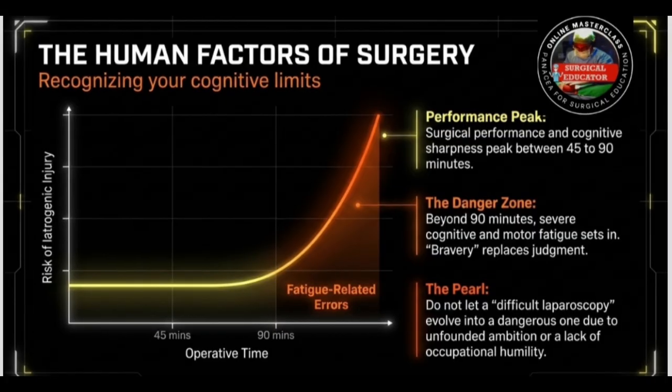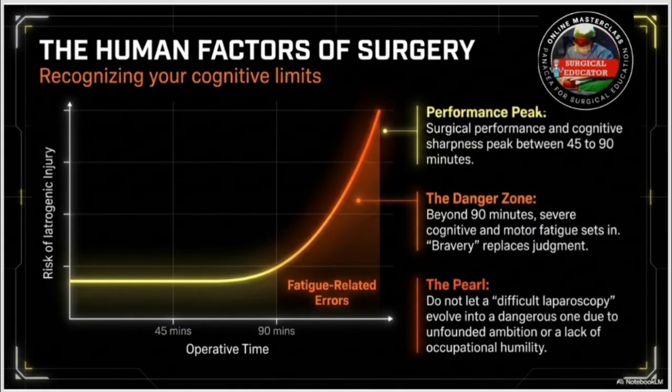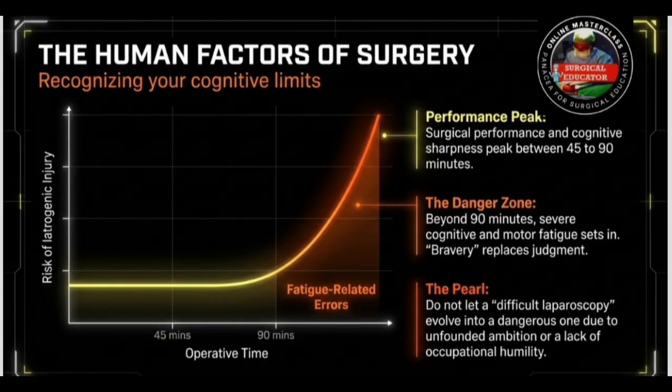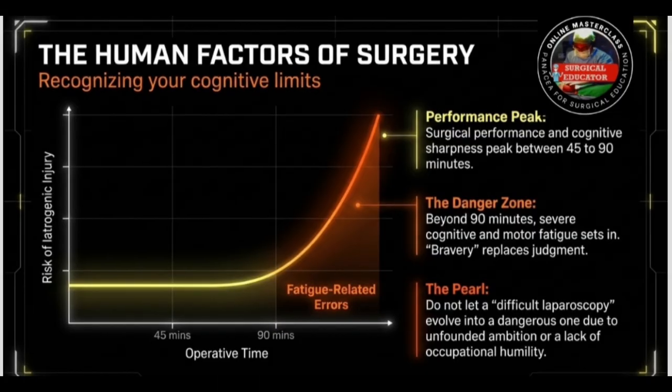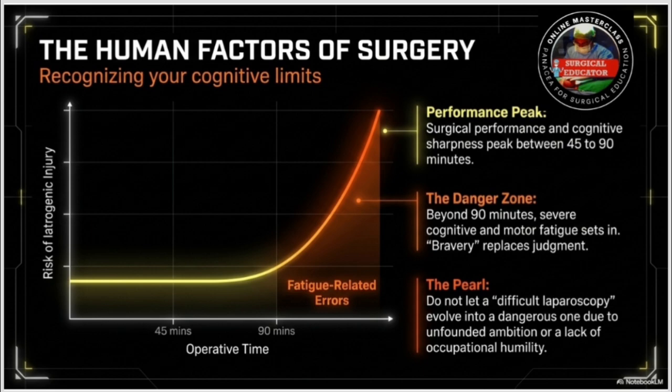When a surgeon is in their 45 to 90-minute flow state, they use judgment. They assess risk deliberately. But at minute 120, their forearms are burning, neck is cramped, glycogen is depleting. Decision fatigue completely overwhelms the prefrontal cortex. Out of sheer frustration, they try to brute force the anatomy. They become brave, which results in a severed common bile duct. The slide emphasizes occupational humility.